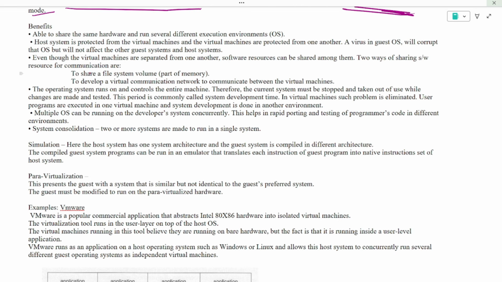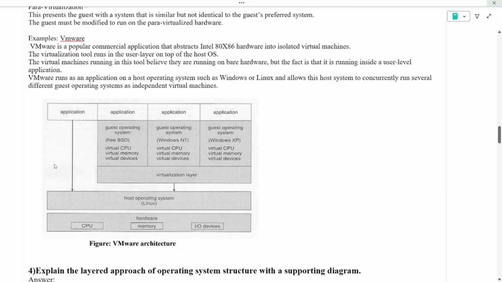And if you see, there are resources. Two ways are to share a file and to develop a virtual communication network. And next, the operating system runs and controls the entire machine. Multiple operating systems will be there to develop the developer system concurrently. System consolidation is nothing but two or more systems made to run in a single system. Next, I'll talk about the example here.